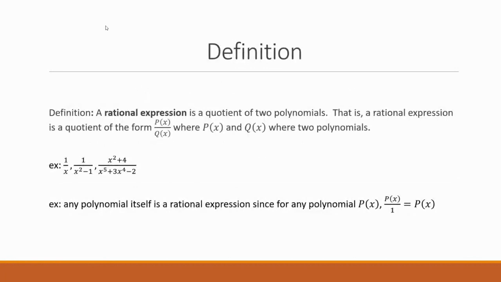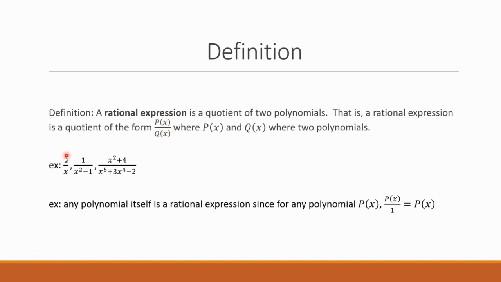But a rational expression is just a quotient of two polynomials. You have one polynomial divided by another. That's all. So in other words, you have one polynomial P divided by another polynomial Q. That's what you have.